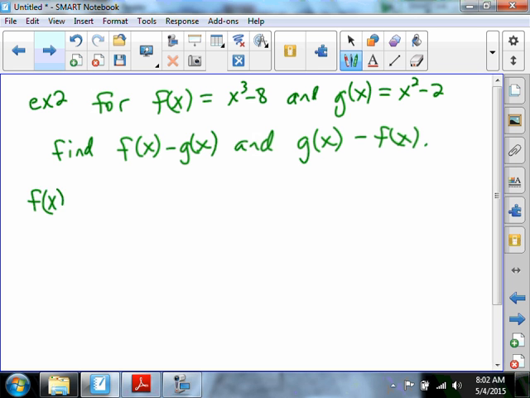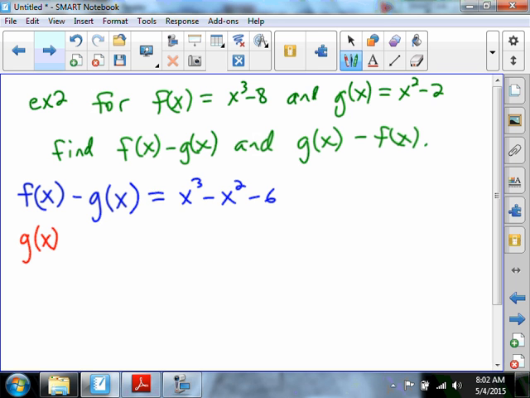When we take f of x, take away g of x, that's going to be what? With the exponents, remember, x cubed and x squared are not like terms, so we can't combine them. So we're going to have x cubed minus x squared. And then, is it going to be minus 10? Minus 6, because it's minus 8 minus minus 2, which makes a minus 6. When we go the other way, g of x take away f of x.